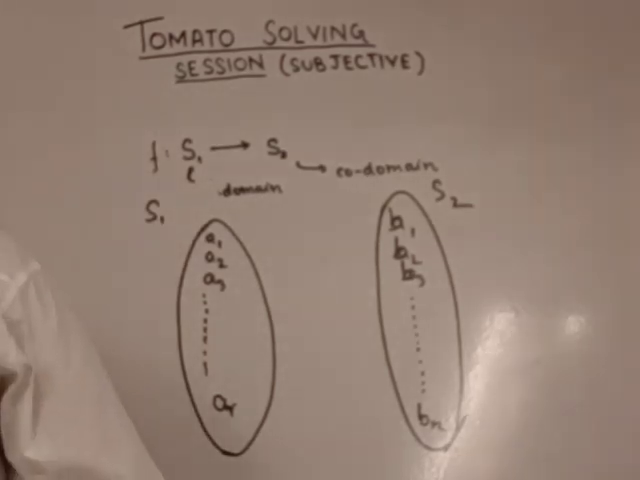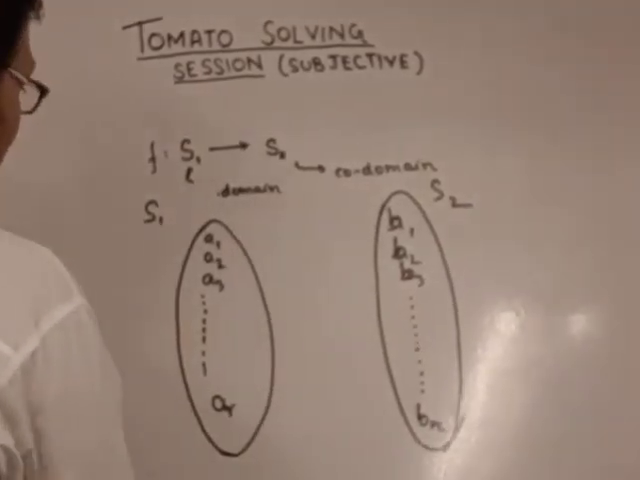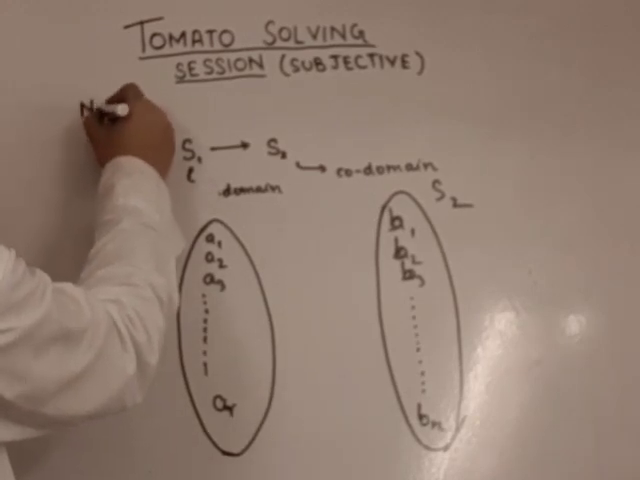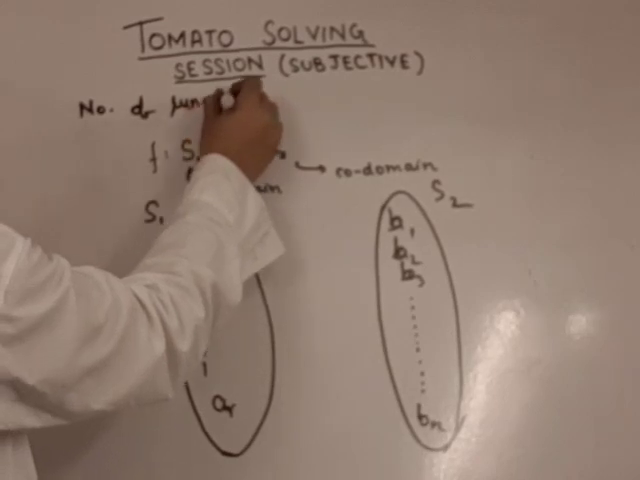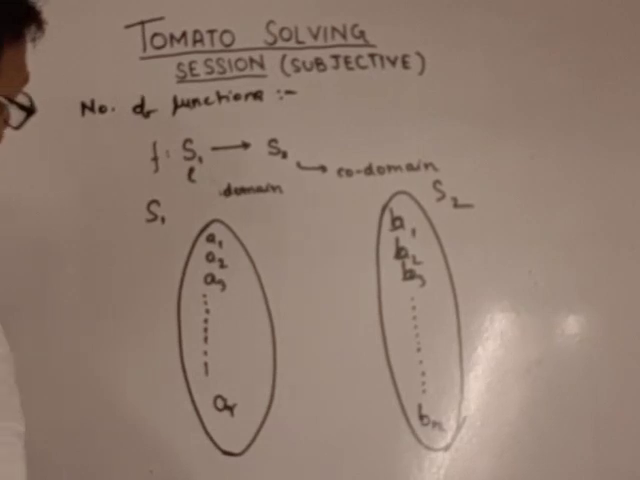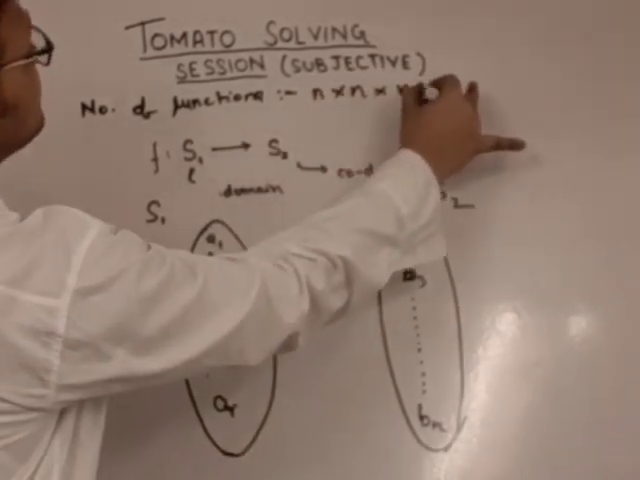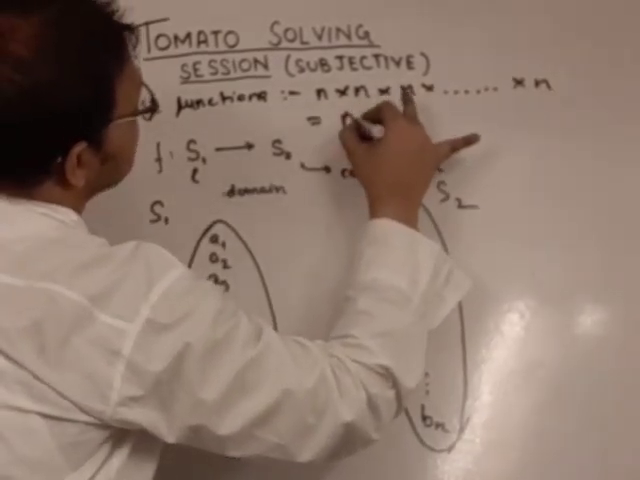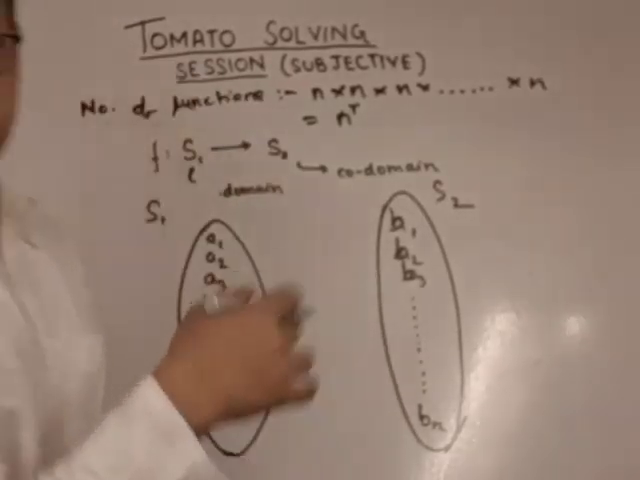So what we are basically finding is the number of functions. For A1 there are n choices, for A2 there are n choices, for A3 there are n choices, up to Ar there are n choices, for r terms, which is nothing but n to the power r. So this is the total number of functions.